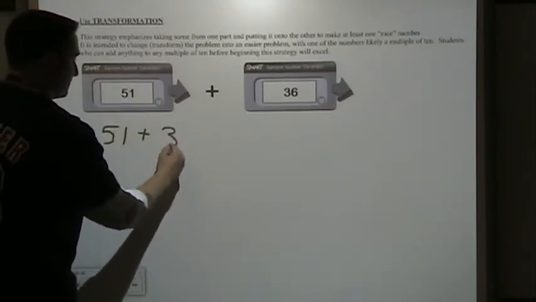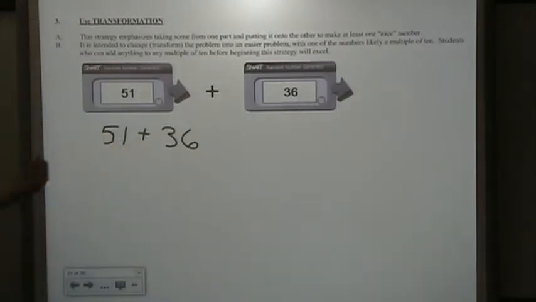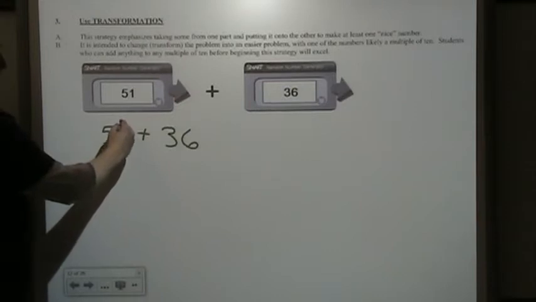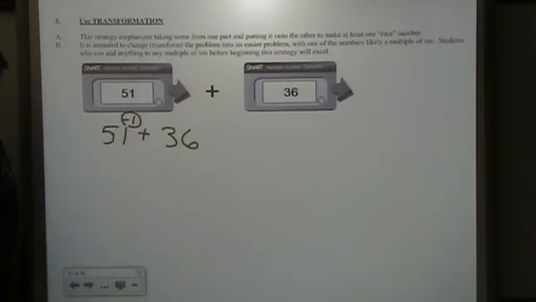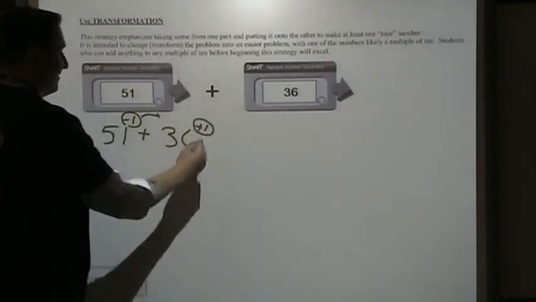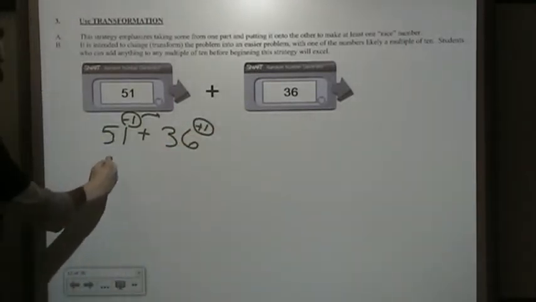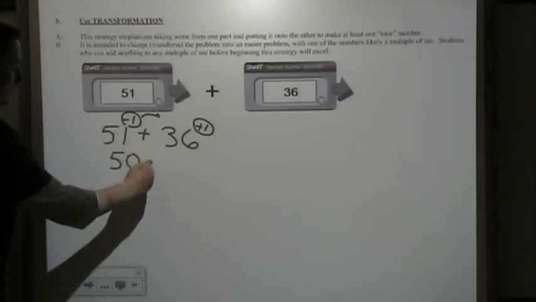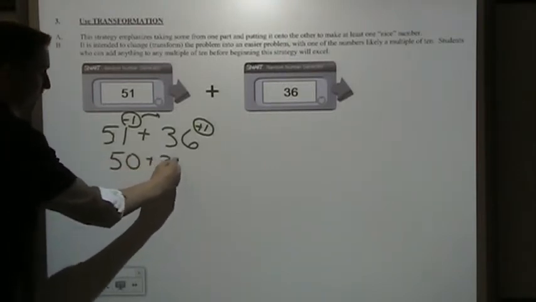plus 36. Which one of these do the students want to make nice? Do they want to make 51 nice, or do they want to make 36 nice? So I'm going to choose 51 to make that nice because it's really close to a nice number. So I take one away from here, and I put it over here. Okay, so I have 50 now plus 37.